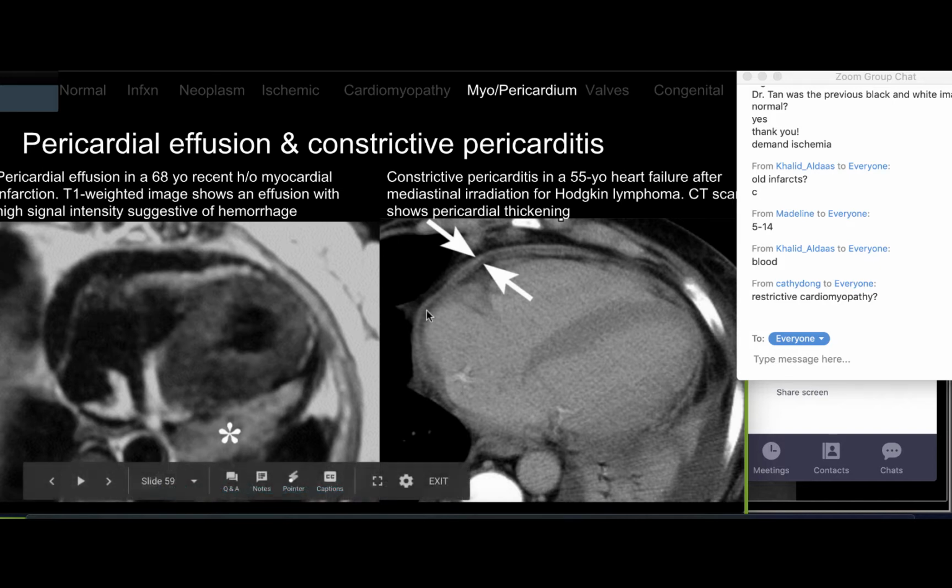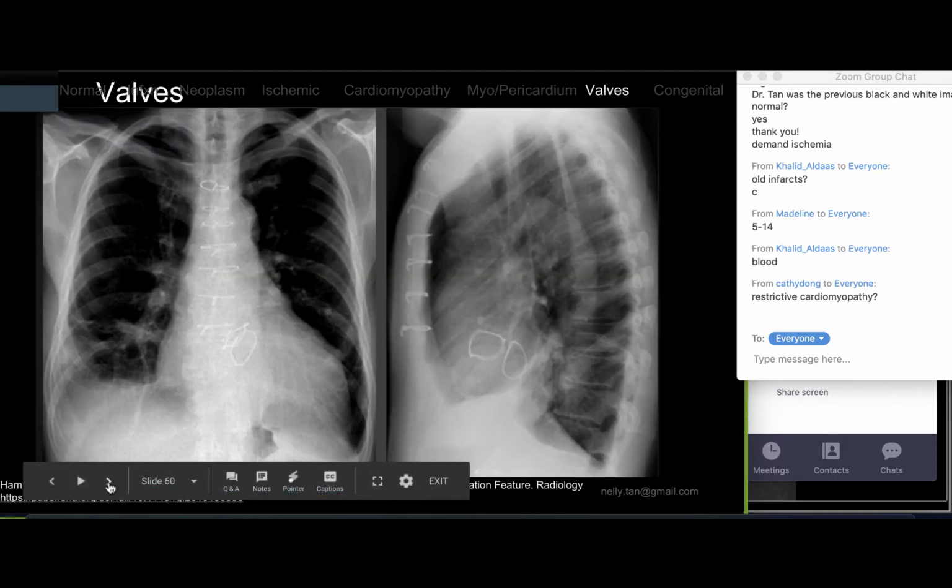Here we see the pericardium should be nice and thin, but here it's very thick. So that tells you again it's pericarditis. In terms of the cause, again, these are just imaging findings, but they can lead you to a differential diagnosis in terms of what is causing that finding.